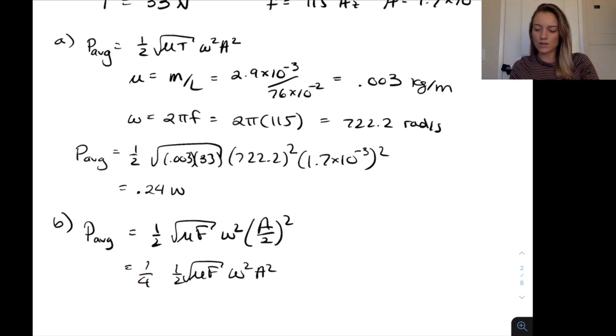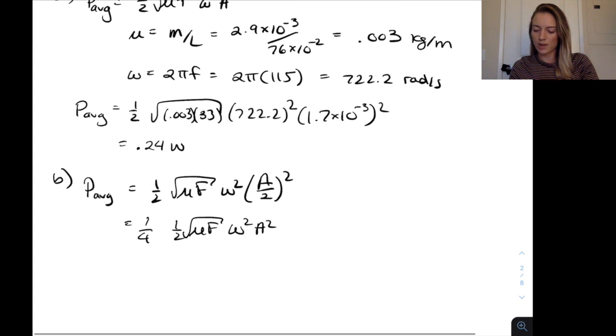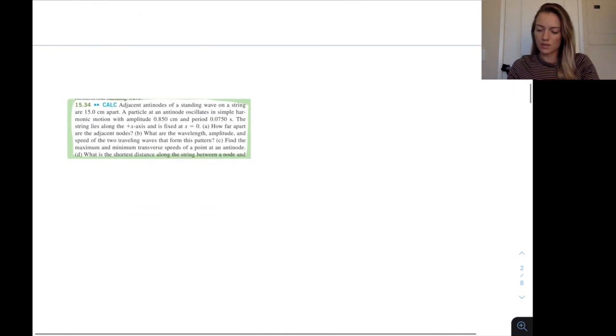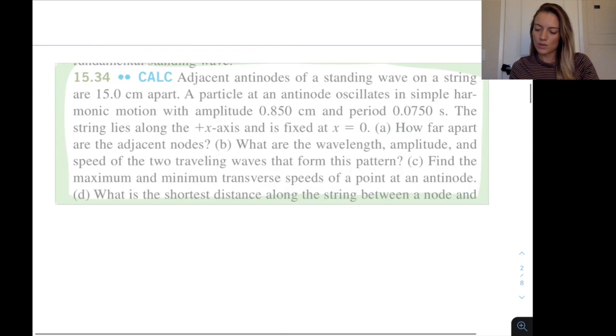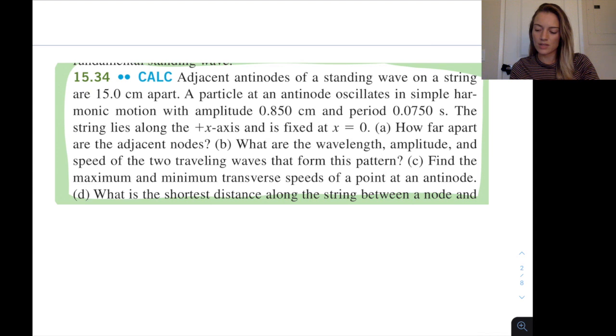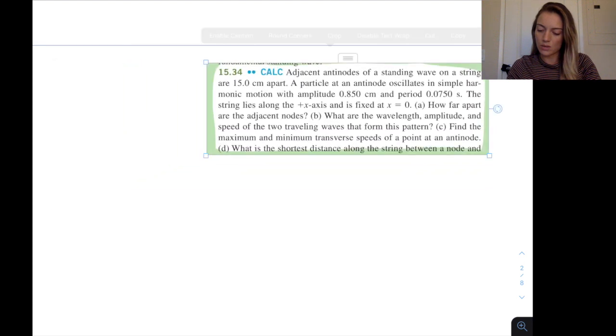All right, now let's go on to a slightly more challenging problem. So this deals with the nodes and antinodes. So here we have adjacent antinodes of a standing wave on a string are 15 centimeters apart. A particle at an antinode oscillates in simple harmonic motion with amplitude of 0.850 centimeters and a period of 0.075 seconds. The string lies along the x-axis and is fixed at x equals 0. So the first thing we want to know is how far apart are adjacent nodes. So let's first just draw what we have here.